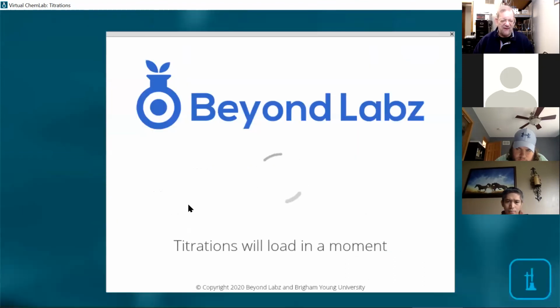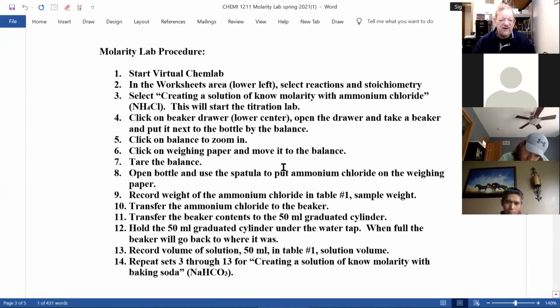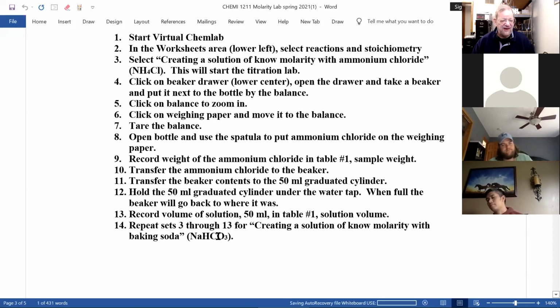And if we open it up, does everybody see the baking soda on your screen? Now you do the same thing with that. If you notice, I have these steps, and then you'll repeat steps 3 through 13, doing it with the baking soda, sodium bicarbonate.